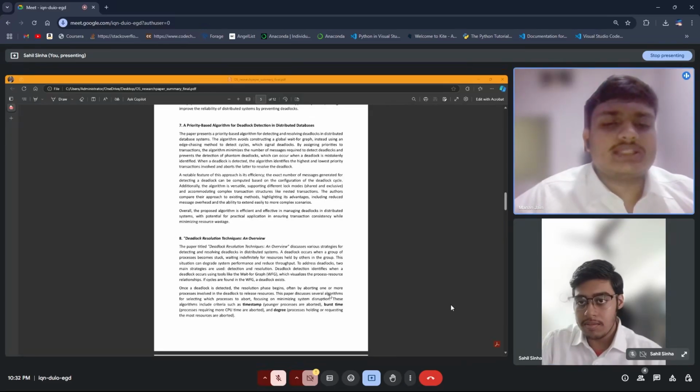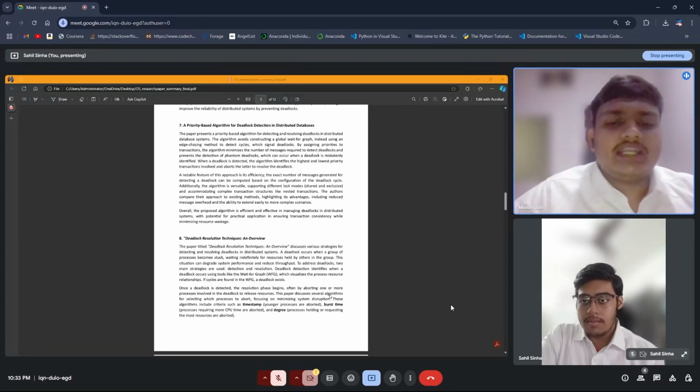Now we will be discussing our seventh research paper, which is a priority-based algorithm for deadlock detection in distributed databases.